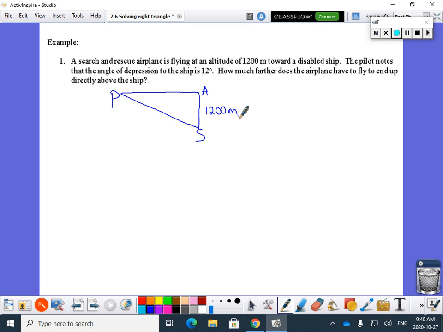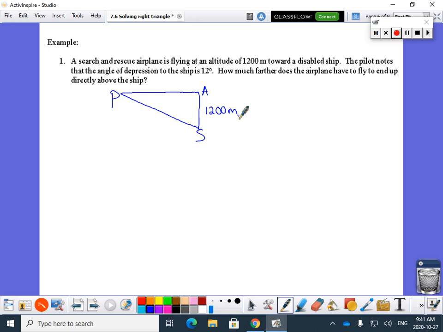Then it gives us the pilot notes that the angle of depression to the ship is 12 degrees. So can someone point out to me, so the angle from the pilot to the ship is 12. So can someone tell me what the horizontal is here? What line is really representing our horizontal? So remember, when we saw the cliff, it was the person standing on the cliff, and for them looking straight was the horizontal. So if we have a pilot, and he's just looking straight, what must be our horizontal?